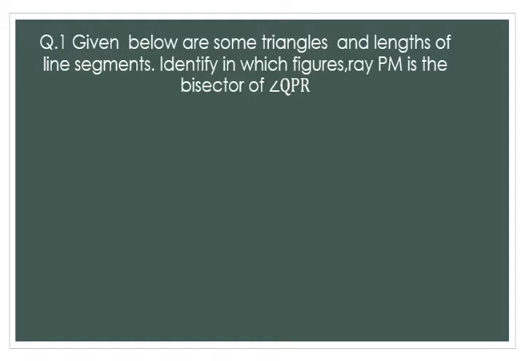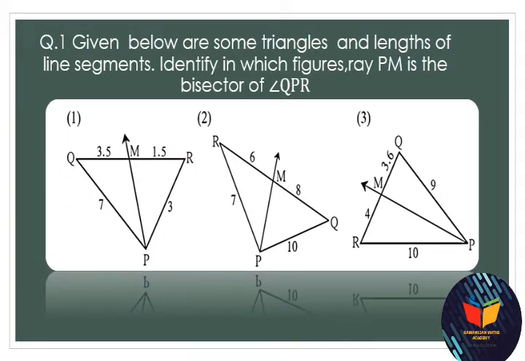The first question is: given below are some triangles and lengths of line segments. Identify in which figures ray PM is the bisector of angle QPR. So here are the figures in which we have to identify this. There will be three sub-questions in question one.